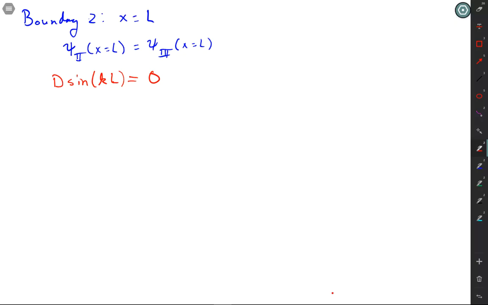Okay. If d is 0, this is going to be true, right? But what's the downside of that? That makes the wave function 0. Yeah, that gives it the trivial solution, so that's not allowed. So what's the other condition? kL is equal to an integer.